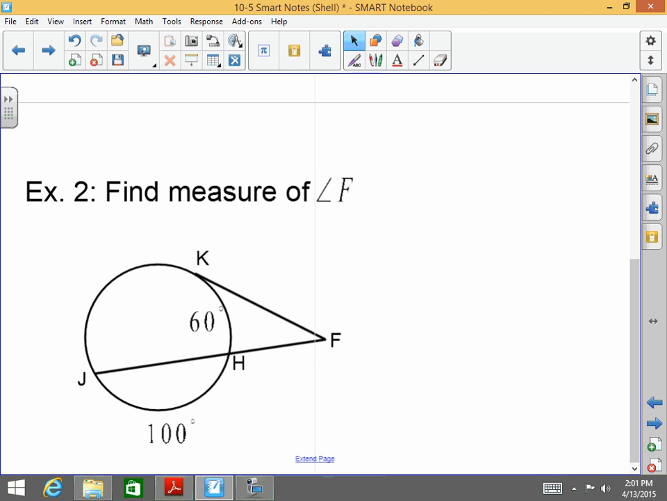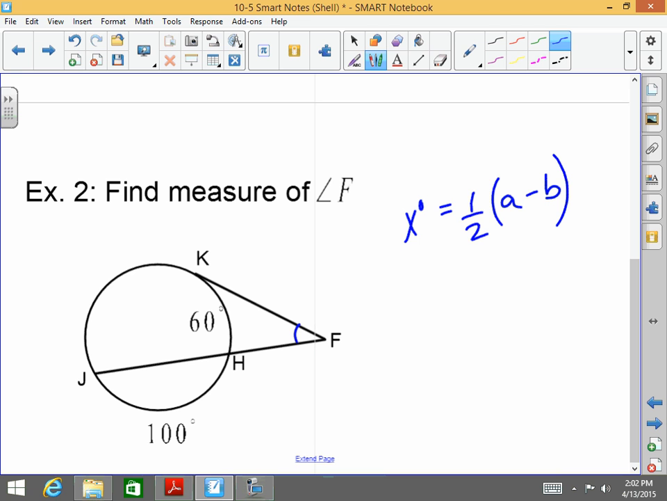All right. Now, there's a good one. I want to find angle F. Angle F here, this is a tangent secant. It's like an exterior. So I want to find this angle F right here. I know that whatever angle I'm looking for equals 1/2 of A minus B. However, I didn't give you the A per se. You know that arc KH is your B, but arc JK, that's your A. Well, how do I find that?